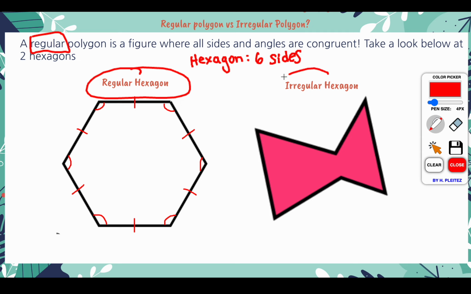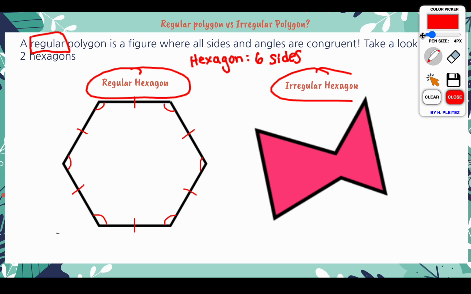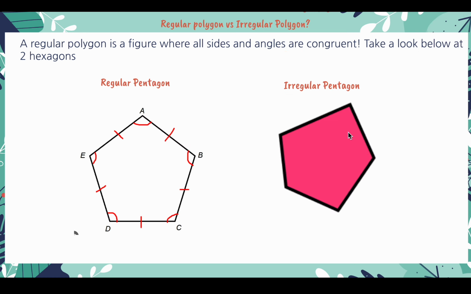But guess what? This image over here is also a hexagon. It may not look like a hexagon at all, but if you count the number of sides, we have 1, 2, 3, 4, 5, 6. Well, by definition, it is a hexagon. In an irregular polygon, none of the sides or angles need to be congruent. Some of them can be, but it could be the case where all of your sides are different measures and all of your angles are different measures as well. So just be mindful, if it says regular, you know that all sides and angles are the same.